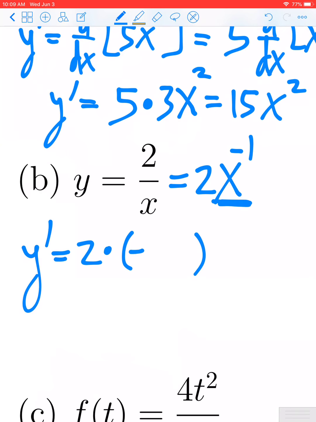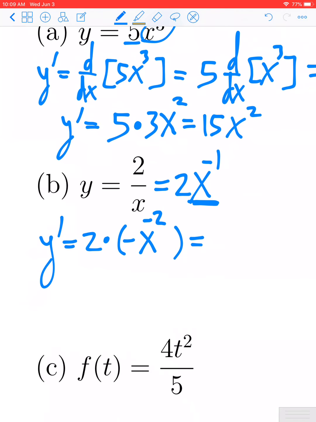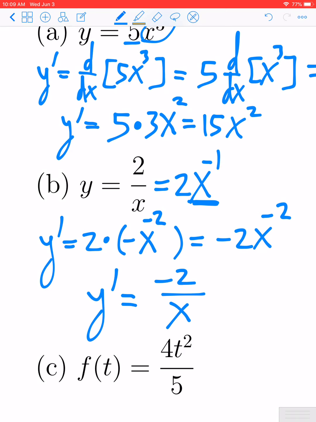The exponent comes down. We reduce the power by 1. Negative 1 minus 1 is negative 2. So we get 2 times negative x squared, which is negative 2x to the negative second. And then we don't want to leave it with a negative exponent. So the exponent gets moved into the denominator, and it now becomes negative 2 divided by x squared.